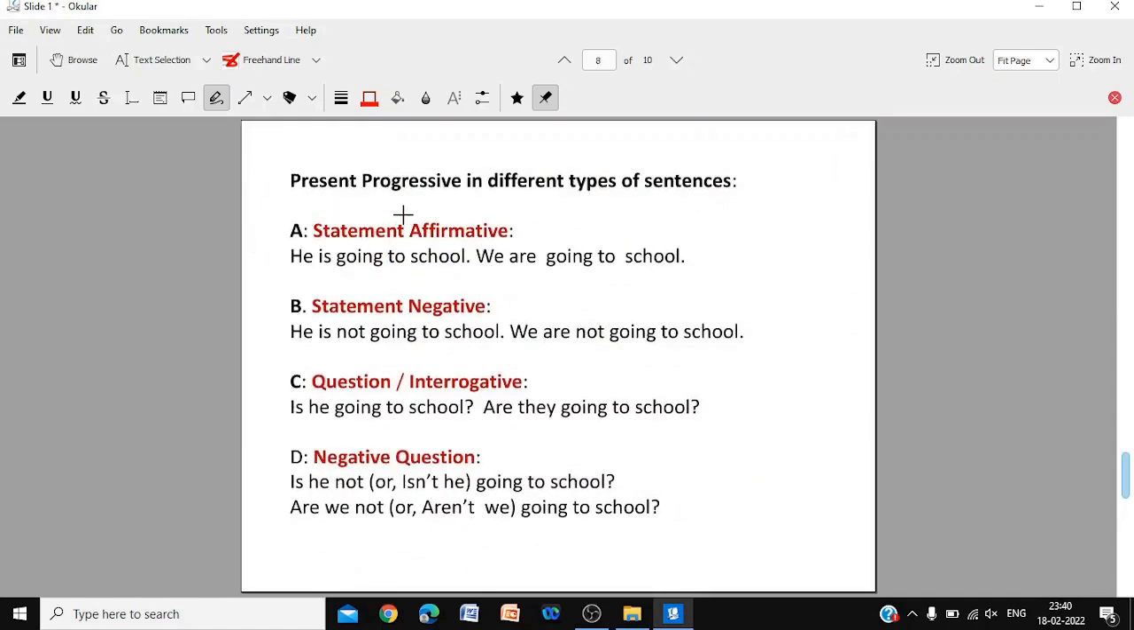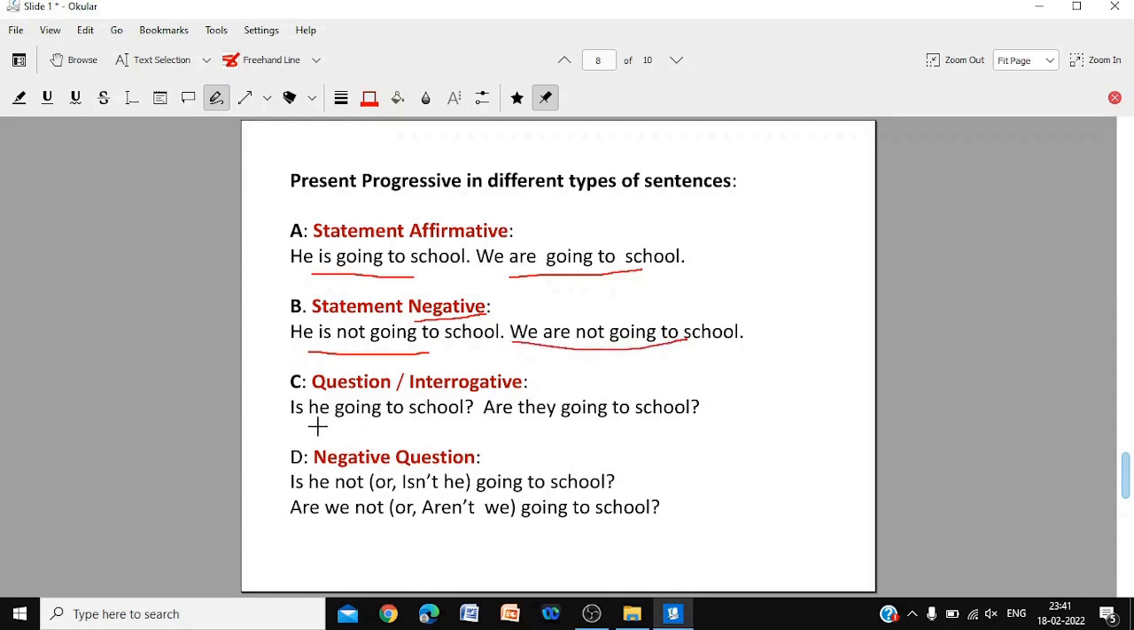Now the present progressive form in different types of sentences. He is going to school. We are going to school. He is not going to school. This is a negative statement. We are not going to school.